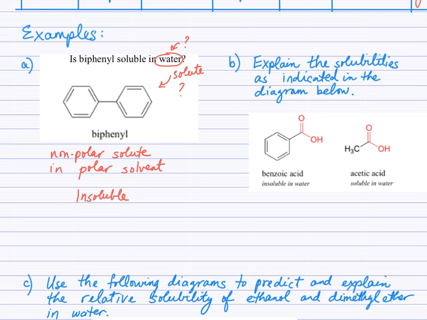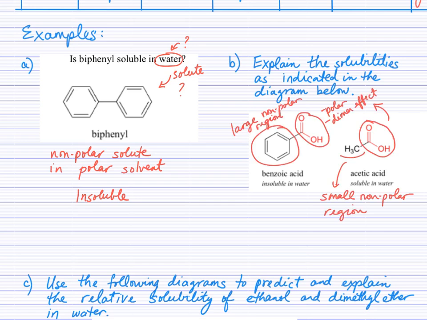Okay, try example B. Explain the solubilities as indicated in the diagram below. So you're given the structure of benzoic acid and acetic acid. You're told that the benzoic acid is insoluble in water and that the acetic acid is soluble in water. Can you figure out the difference here and explain the solubilities? Pause the video and then check in.